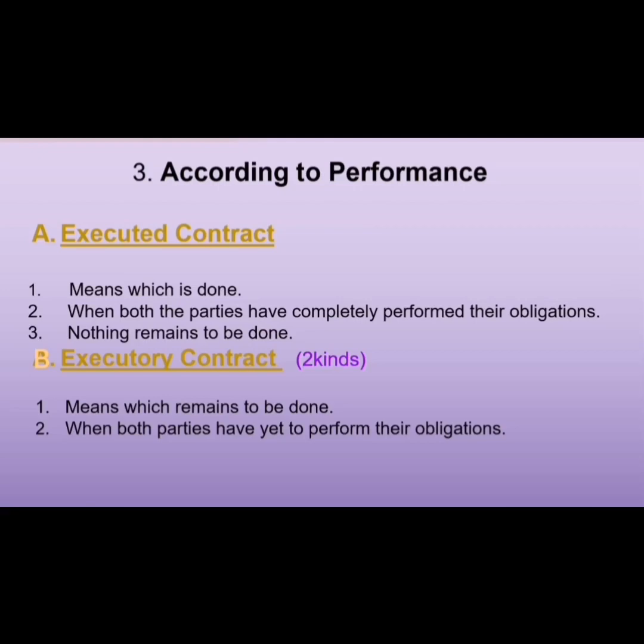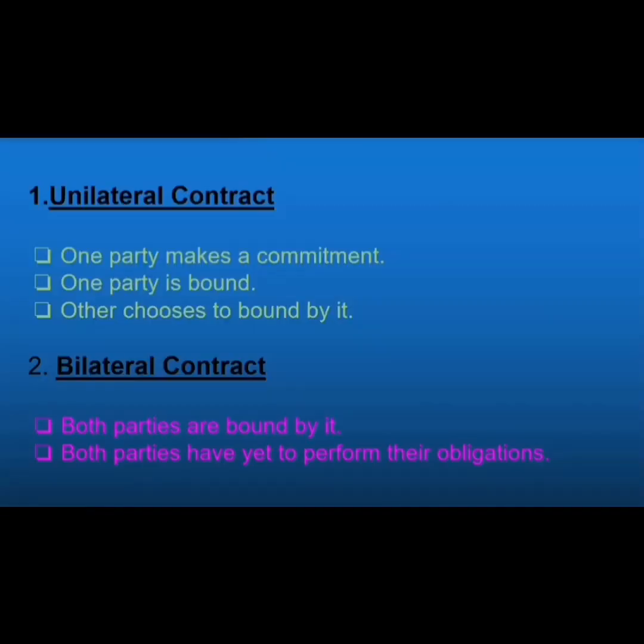Next to the executed contract, there is executory contract. Executory contracts are of two types, but before going into the detail of those sub-kinds, executory contract means something remains to be done, something left to perform. When parties have yet to perform their obligations, it becomes executory contract. Executory contracts are further of two types. The first one is unilateral and the second one is bilateral.